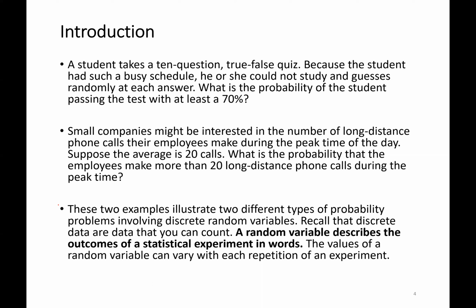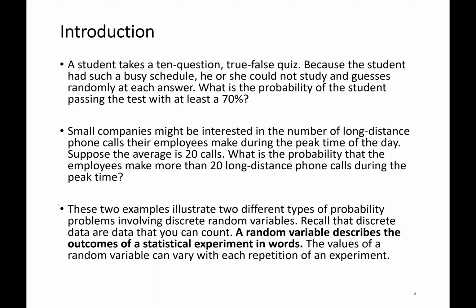These two examples illustrate two different types of probability problems involving discrete random variables. Recall that discrete data are data that you count. This is a definition you might want to write down. It's a definition that I include on the next few slides. What is a random variable? A random variable describes the outcomes of a statistical experiment in words. So it's a description of the outcomes of an experiment.